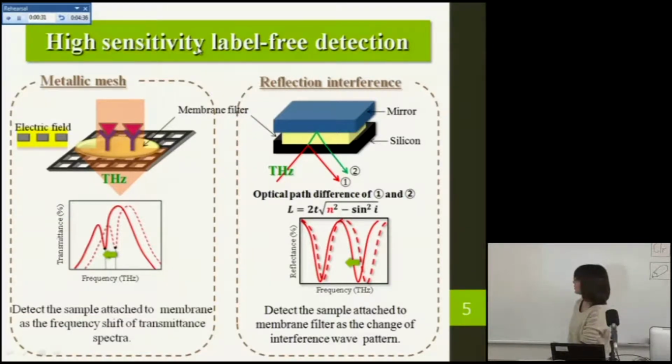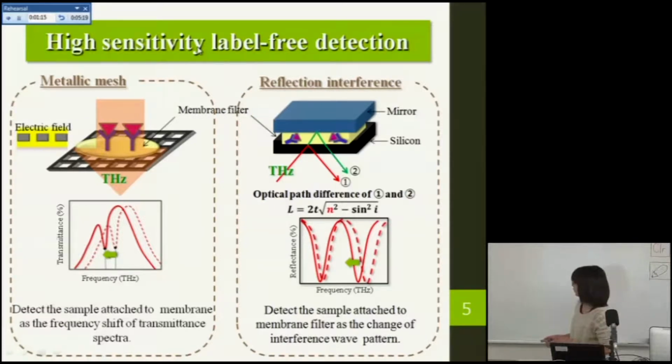In reflection interference method, I sandwich the membrane filter between mirror and the silicon plate. And when the terahertz wave comes into this system, it is reflected from the surface of the membrane filter. And this reflected light 1 and 2 is detected. The optical path difference of 1 and 2 is defined as this formula.